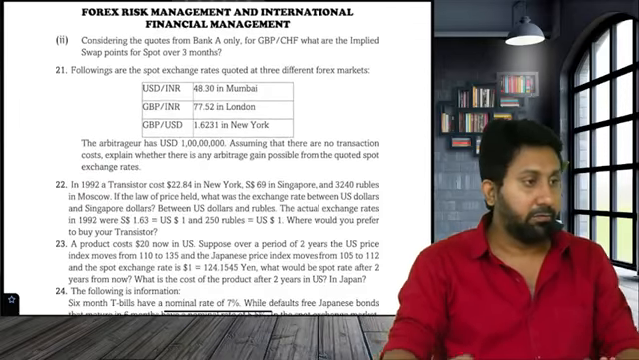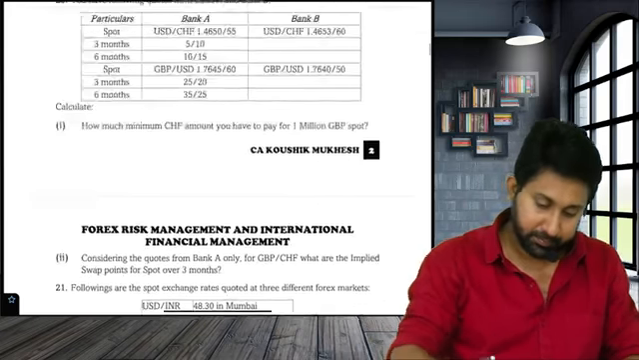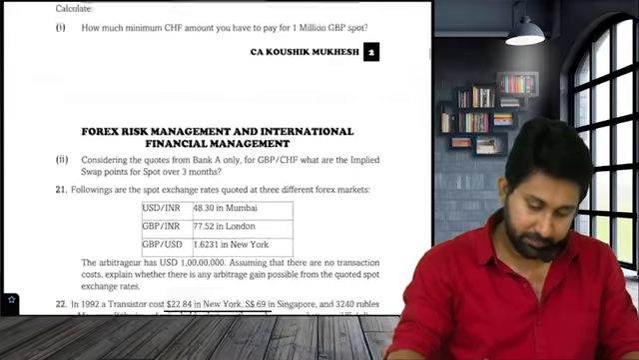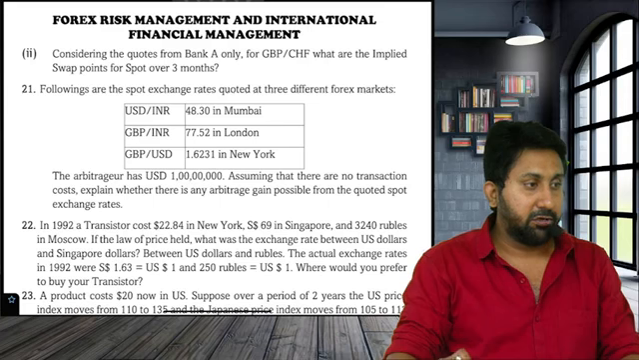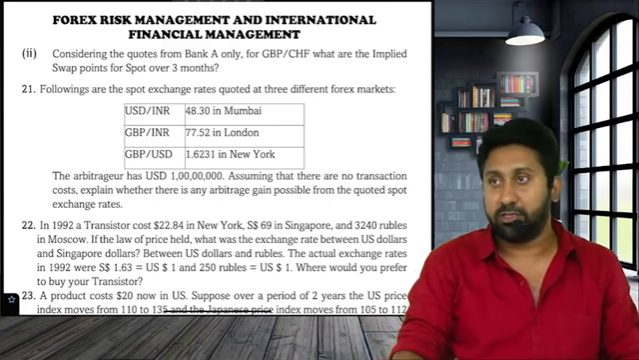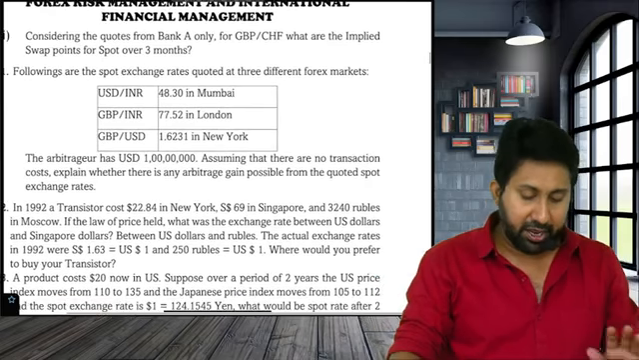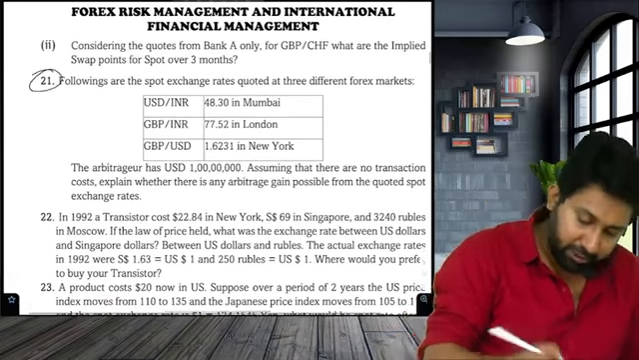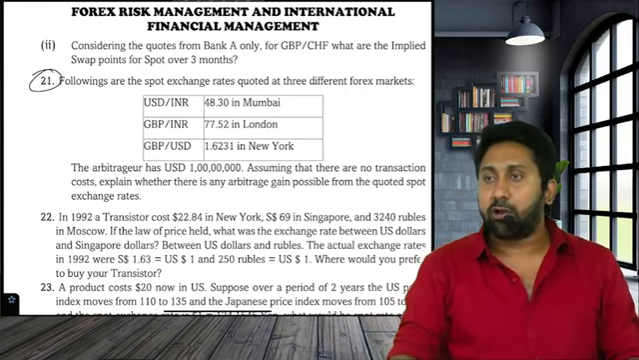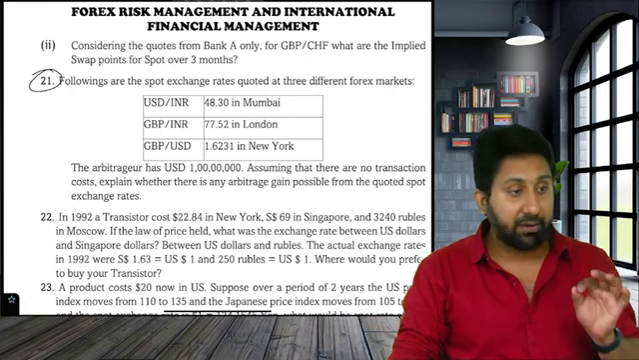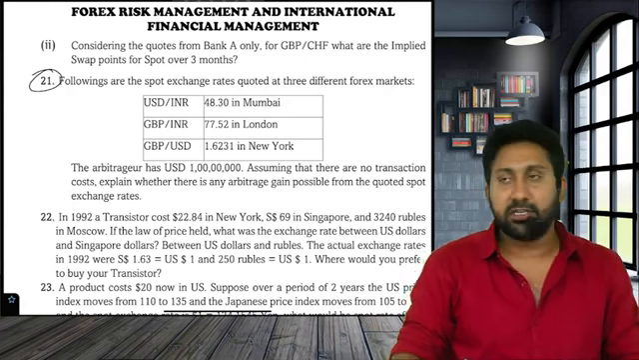Okay, shall we continue? Now, see here. Yesterday, in one of the problems, we saw the cross-currency quotation concept. Now listen carefully to the point. Question number 21. We have a concept called currency arbitrage. What is this currency arbitrage?